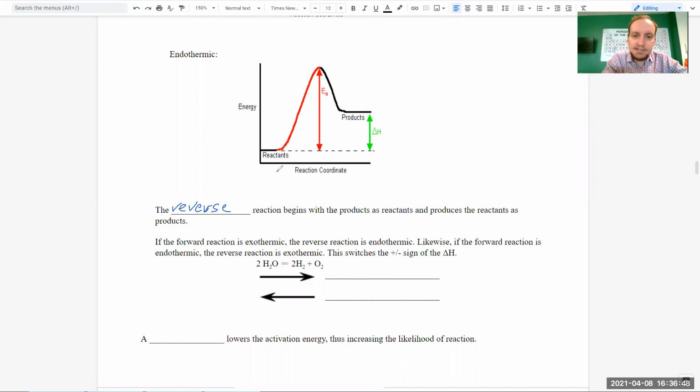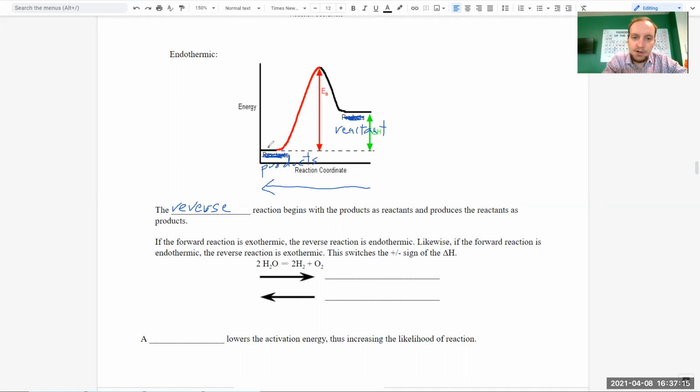What they basically mean is instead of going from left to right, we're now going to go in the opposite direction, from right to left. So in this case, if we're going in the reverse reaction, these are no longer the products, these are the reactants, right? And again, these are no longer the reactants, these become the products. Okay, the exact same reaction, but going in the opposite direction.